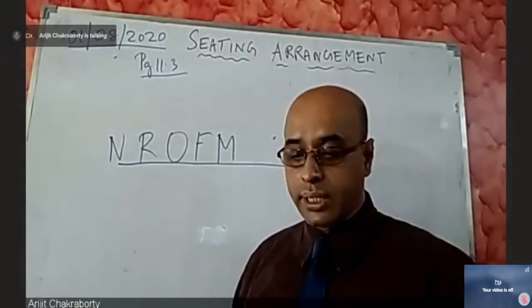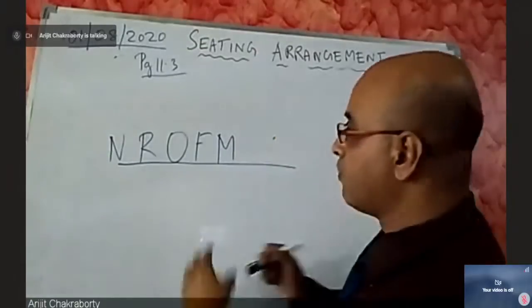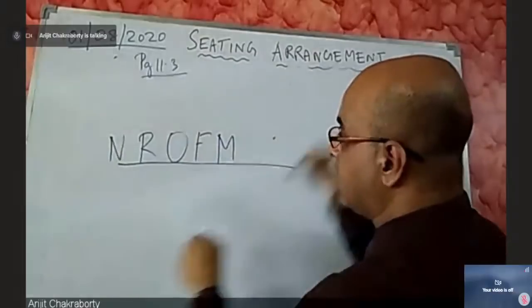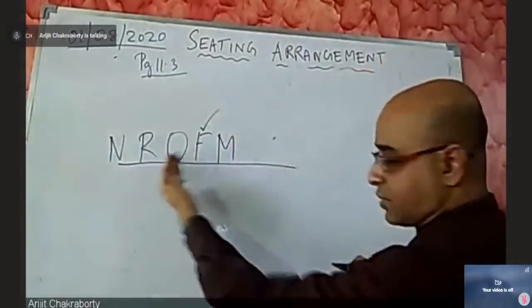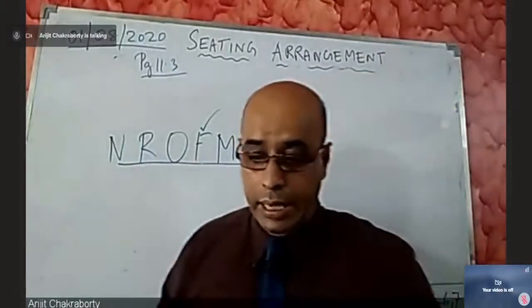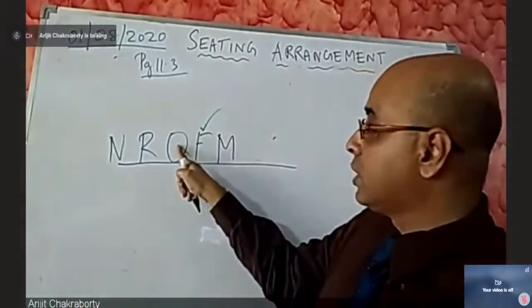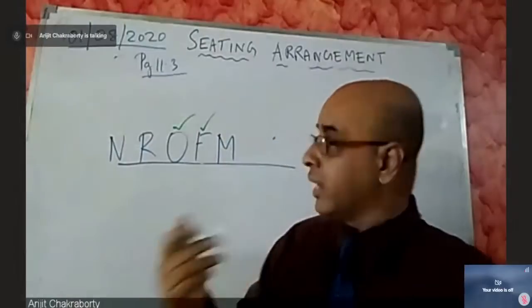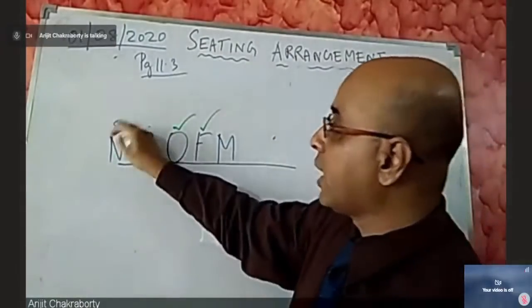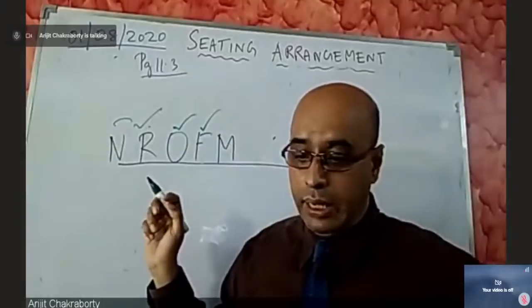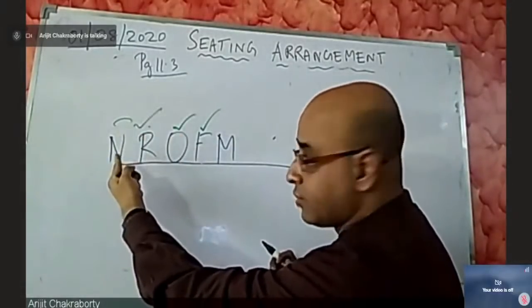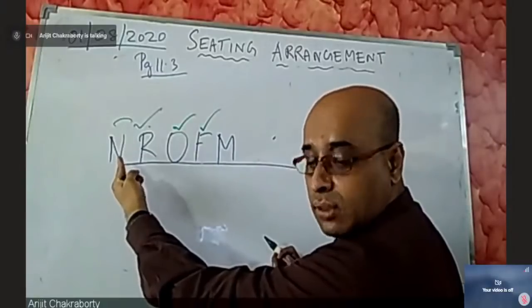5 girls are sitting. F is to the left of M. F is sitting to the left of M. M is here, F is to the left. We have done it. And to the right of O. O is here, so right side. We have done it. R is sitting to the right of N. R is sitting to the right side of N. Done. But to the left of O. Yes? You are following? So, we have satisfied all the conditions.